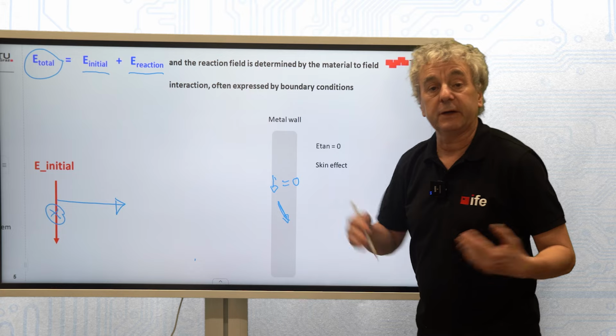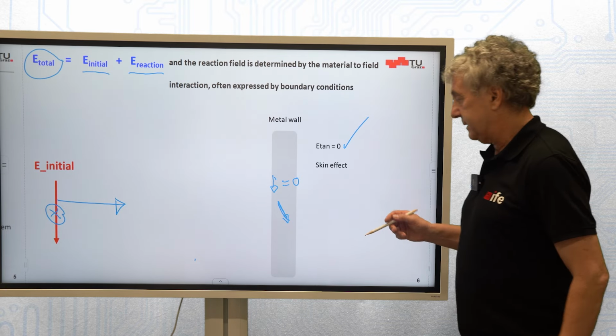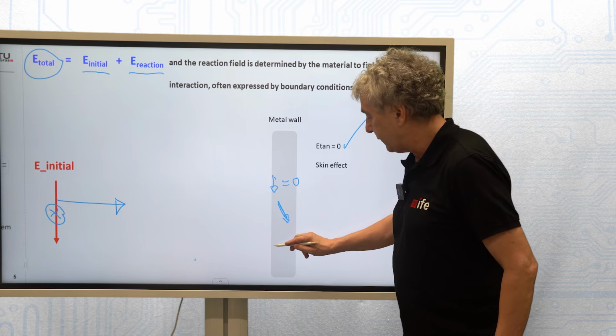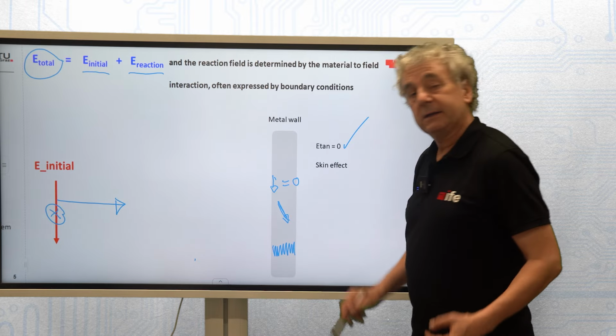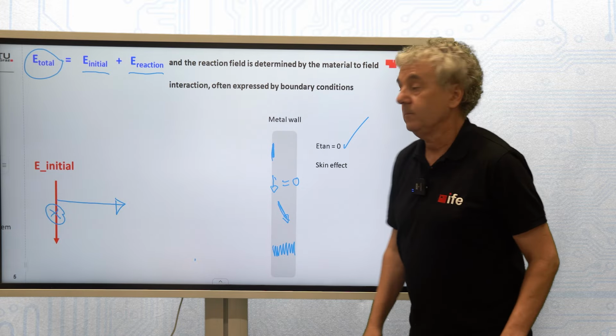Because in metal we have free charge carriers. That's one condition. The other is skin effect. Skin effect means the current will not flow everywhere in the metal, but at higher frequencies the current will pretty much only flow at the surface.